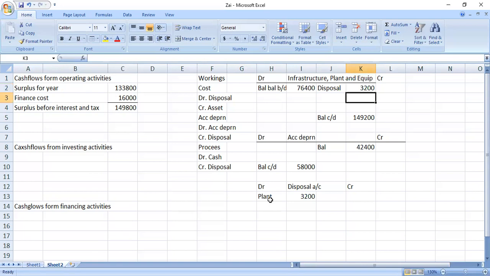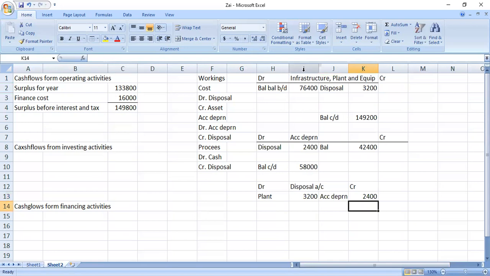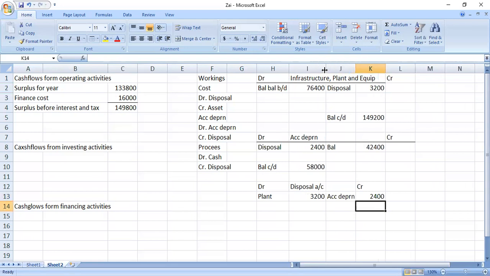Then the next thing is accumulated depreciation. It is 2.4. So you say debit accumulated depreciation and credit disposal. I'll come to my accumulated depreciation and debit it with 2.4. To complete the double entry, come to the disposal account and put accumulated depreciation on the credit side, 2.4. Hope we are together till now.